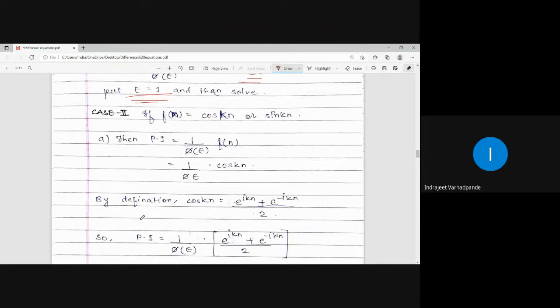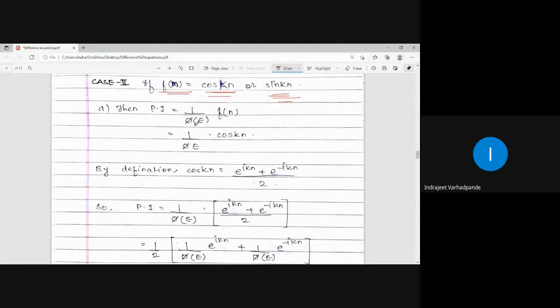Case number 2 has some similarity to case number 1. What is case number 2 saying? That if f of n is equal to cos kn or sin kn, that means the RHS of the given difference equation has a trigonometric term written in the form sin kn or cos kn. So the particular integral is equal to 1 upon phi of e operated on f of n. What is that f of n? f of n is cos kn.